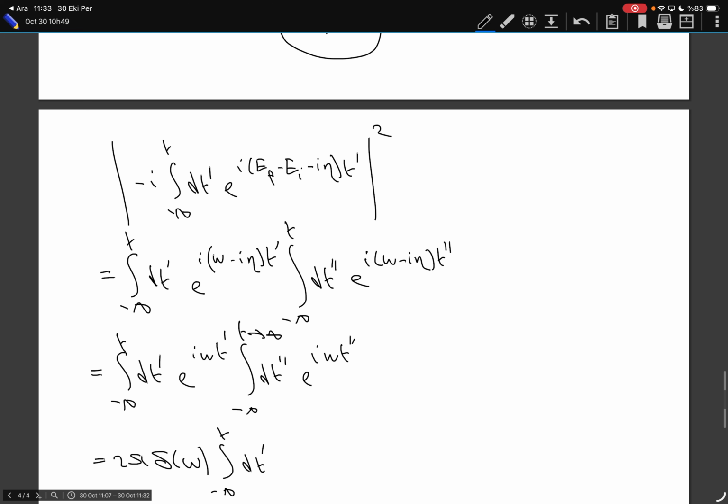Very early time. I could have kept it as minus capital T, or T0. But eventually I will be taking all these limits as the initial and final time go to infinities.